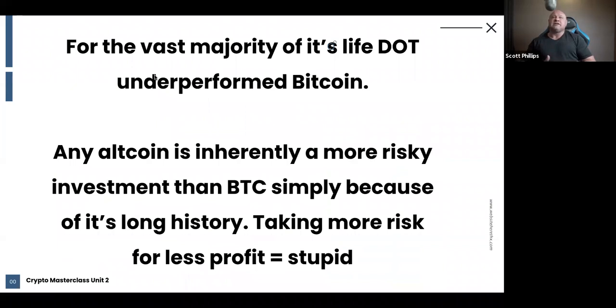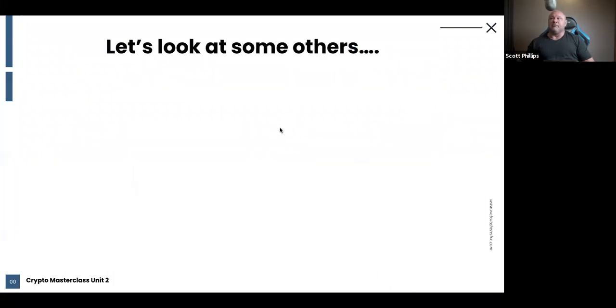So for the vast majority of its life, it underperformed Bitcoin. And I have some Dot right now too. Any altcoin is inherently a more risky investment than Bitcoin because Bitcoin's been going for 10 years, Dot's been going for 2 years. Bitcoin is just an inherently less volatile, more stable investment, less likely to go to zero, and taking more risk for less profit isn't smart.